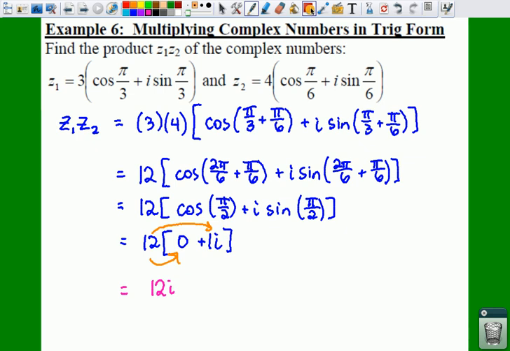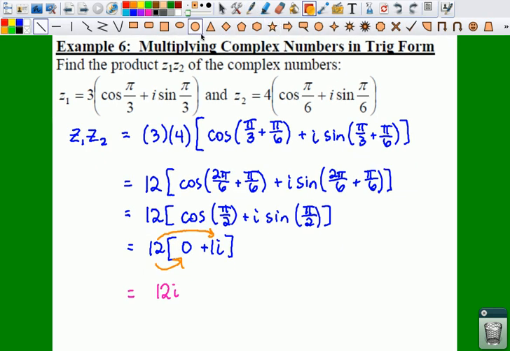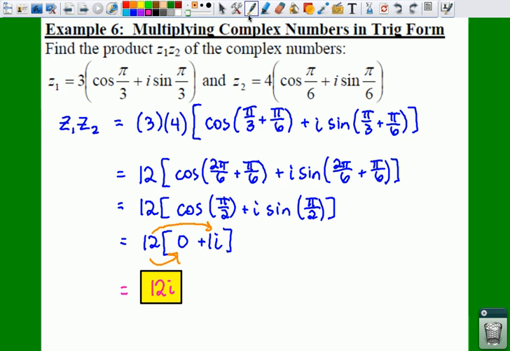So that's how you multiply two complex numbers in trig form. Simplify down by using your values around your circle, and then you get it simplified into something nice and pretty as just 12i. You do not have to write that as 0 plus 12i.